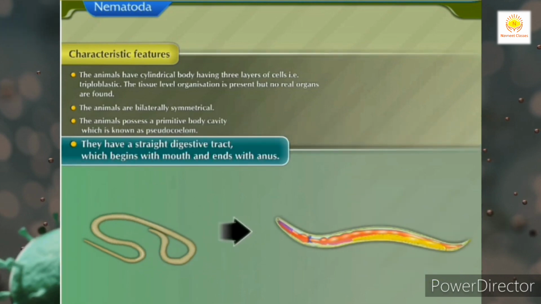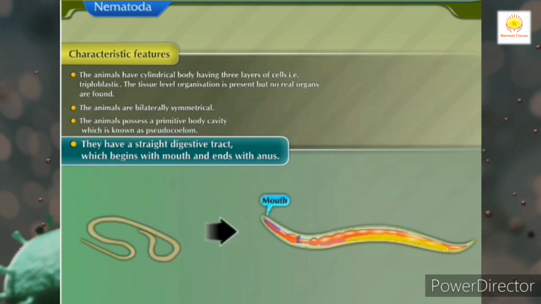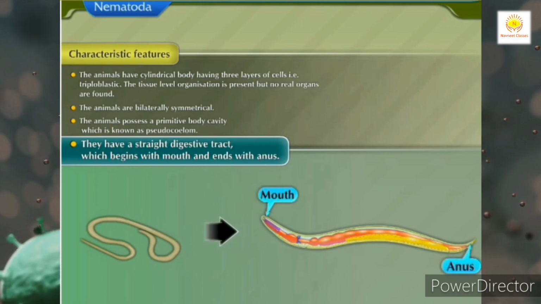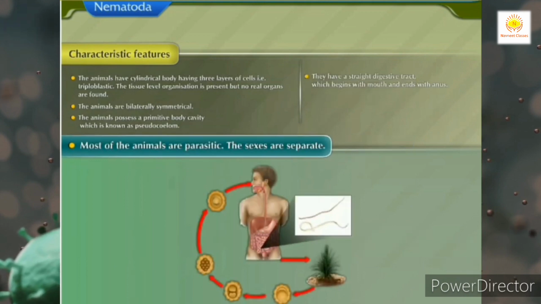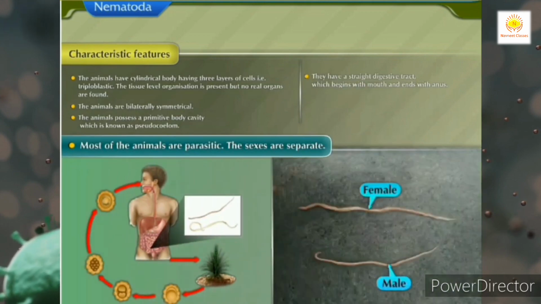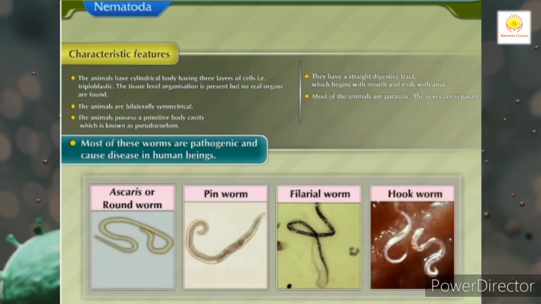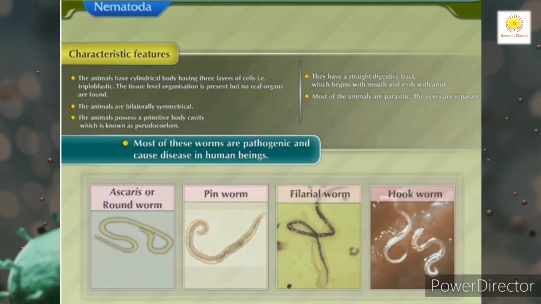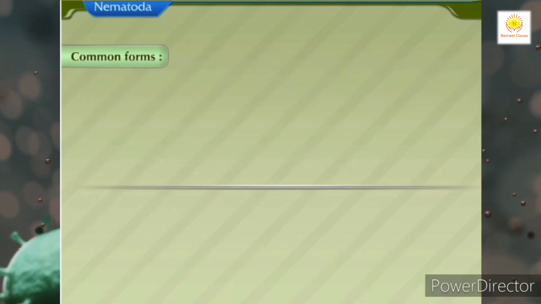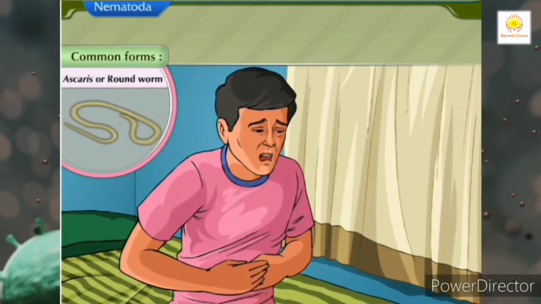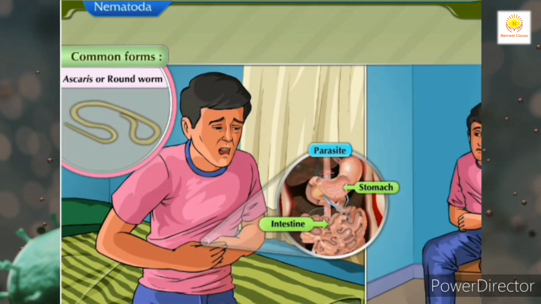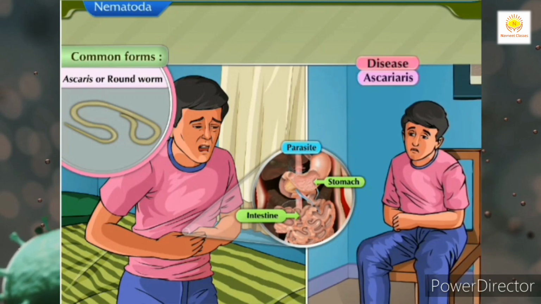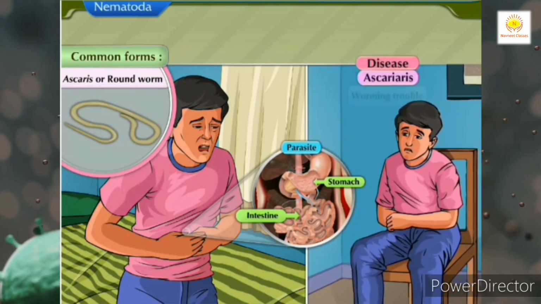They have a straight digestive tract, which begins with mouth and ends with anus. Most of the animals are parasitic. The sexes are separate. Most of these worms are pathogenic and they cause disease in human beings. The common forms are Ascaris or roundworm. It is a parasite of stomach or intestine. It causes a disease, ascariasis, commonly known as worming trouble.